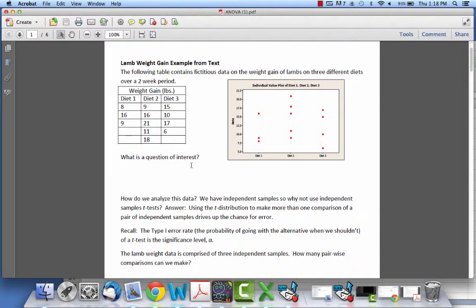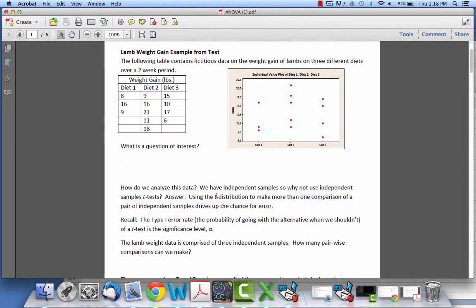So the question of interest would be, do they gain more weight in general on one diet than they do on the other? Or maybe you want to know if they gain less weight. Normally with lambs, I think you're trying to get them to gain weight. So this is what we talked about on why you wouldn't just want to use t-tests. If you just jump in using t-tests, you have to compare 1 to 2, 2 to 3, and 1 to 3. So you have these multiple comparisons.